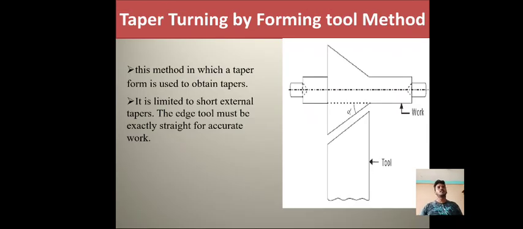Taper turning by the forming tool method. The first one is taper turning by the forming tool method. In this method, a taper form is used to obtain the taper. It is limited to short external tapers. The edge tool must be exactly straight for accurate work.